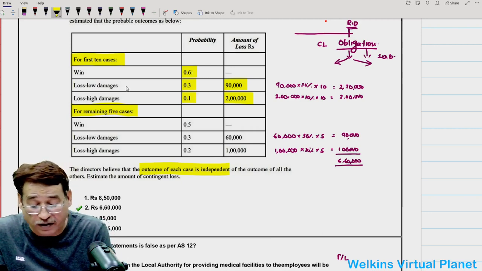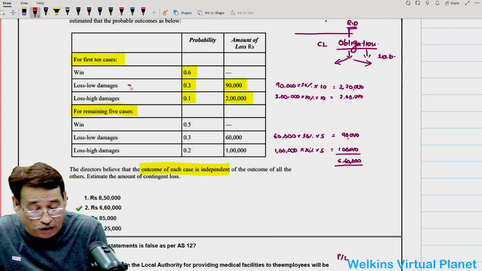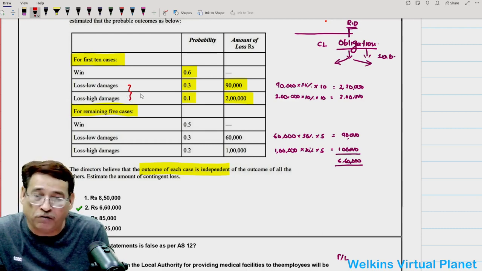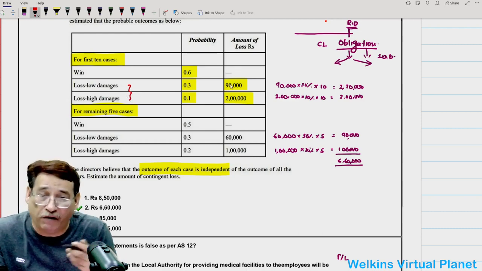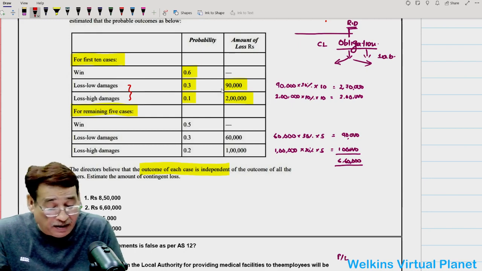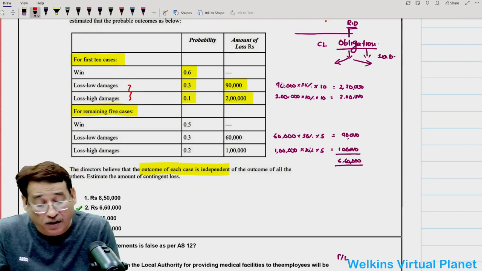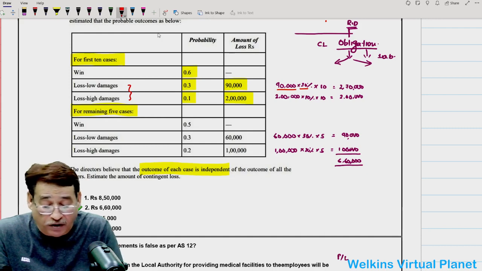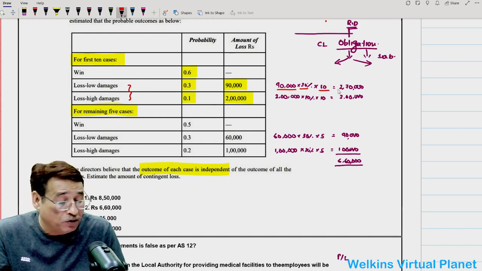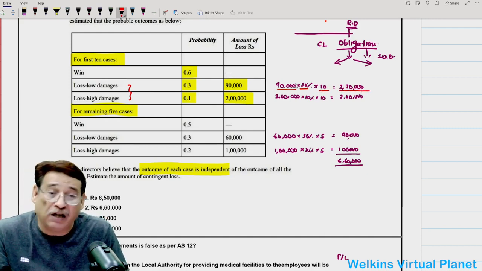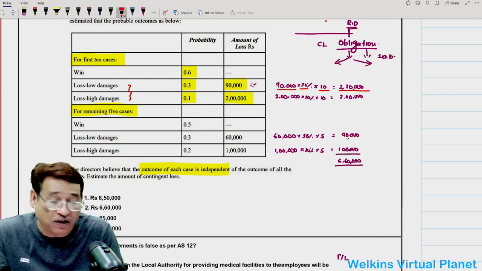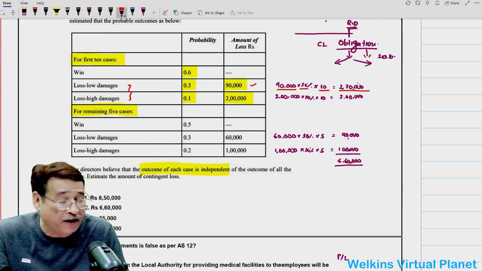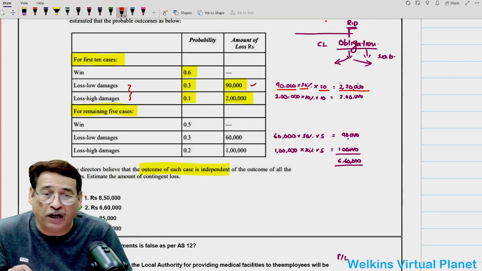However, suppose such a situation does arise, how much compensation will I have to pay? In that case, see here, I have written 90,000 rupees, 0.3 means 30%, and 10 cases are given, the first 10 cases. So 2,70,000 ultimately; if this situation materializes, I will have to pay 2,70,000.